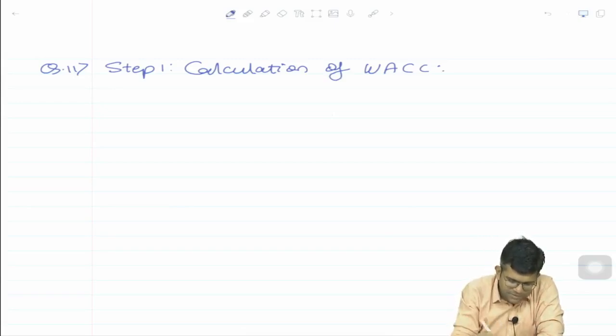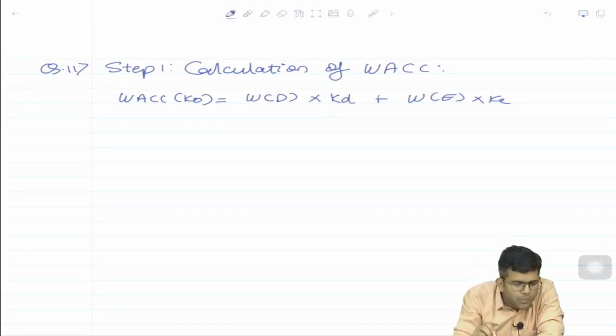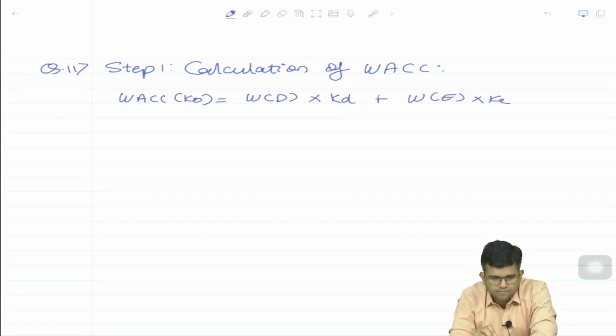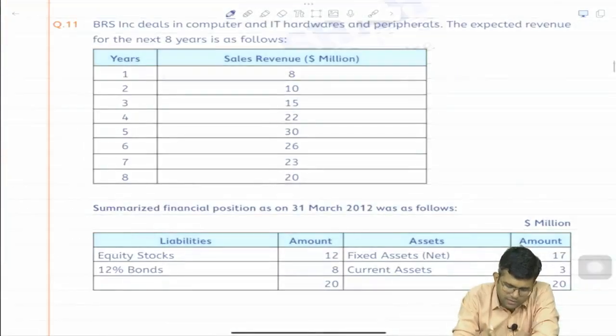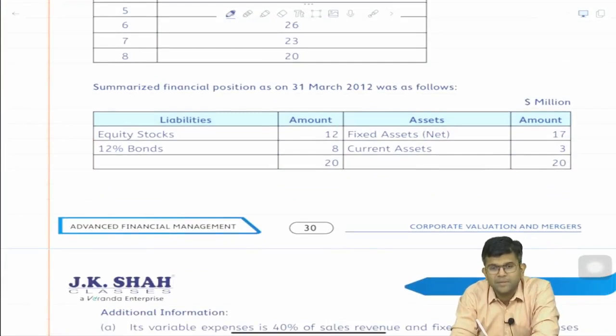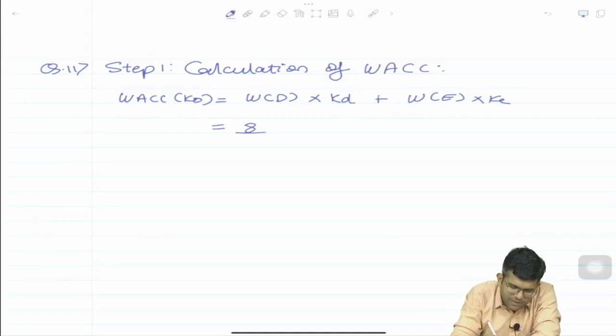Can I say WACC, that is KO, is equal to weight of debt into KD plus weight of equity into KE. Now, how do I get weight of debt and weight of equity? Can I say 8 by 20 and 12 by 20? I hope you are able to understand. 8 by 20, 12 by 20.